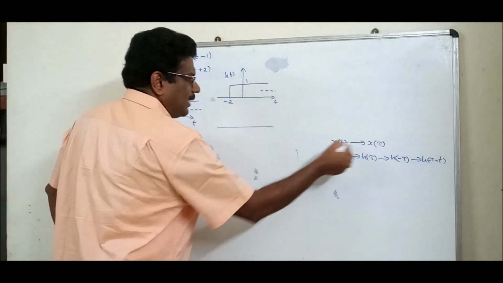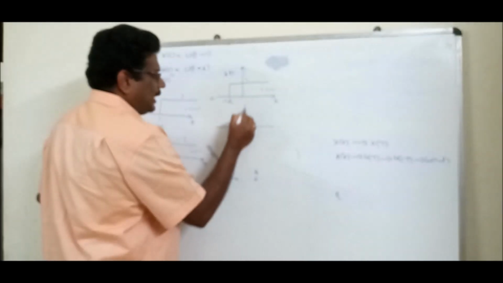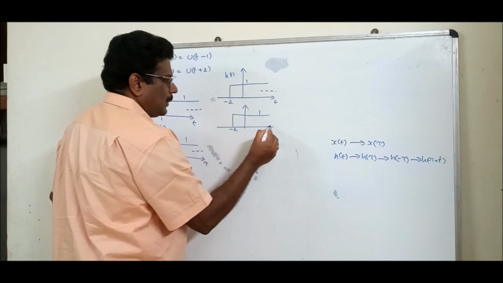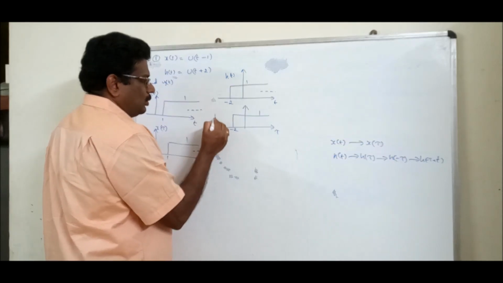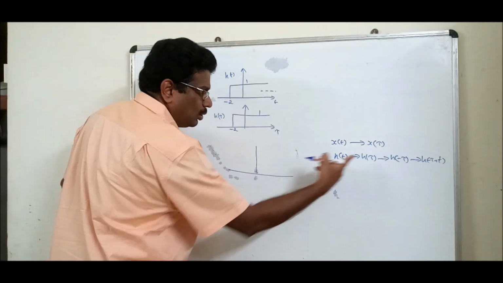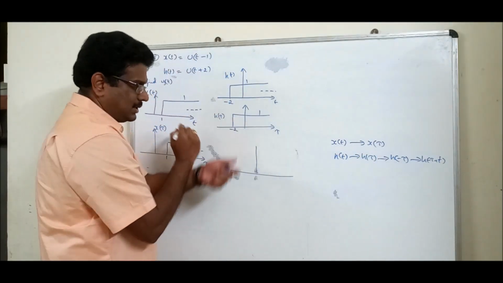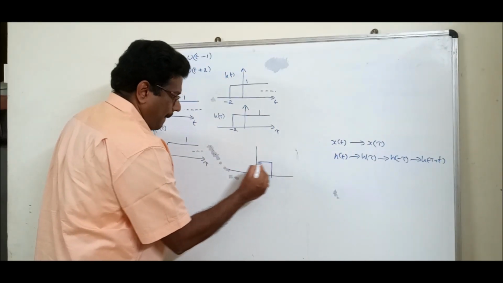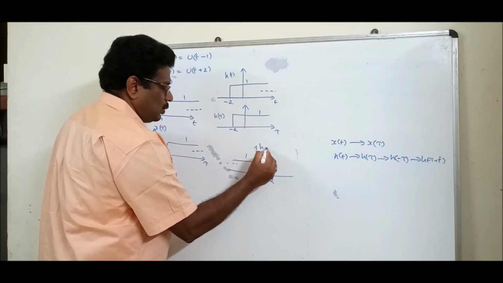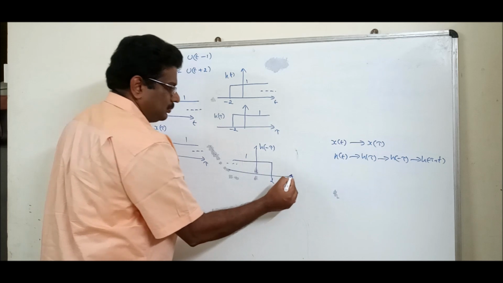Same work you do here. I finished this. Second, let us convert. Draw the same sketch. Make it as tau. This is h of tau. Then what is the next work you should do? Reflection. Yes, you have to do reflection. That's all. This is your h of minus tau.